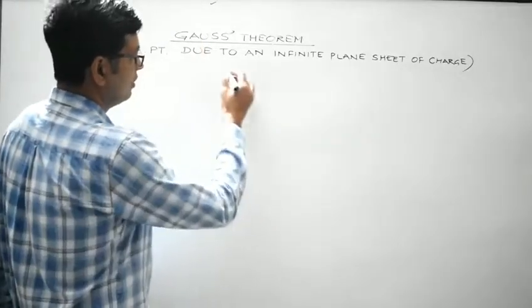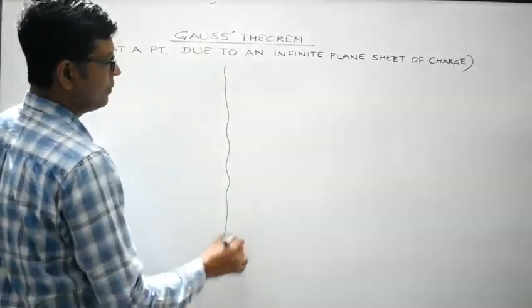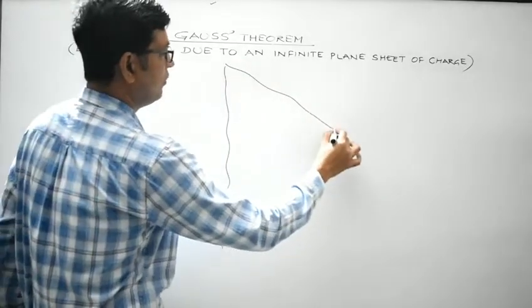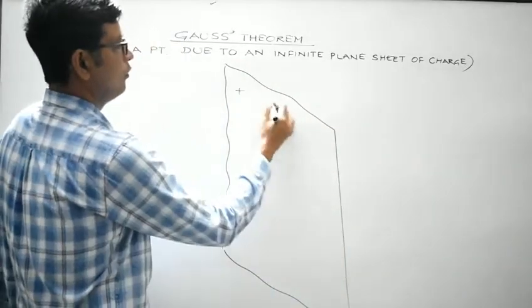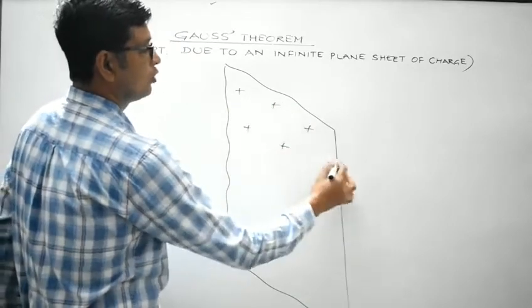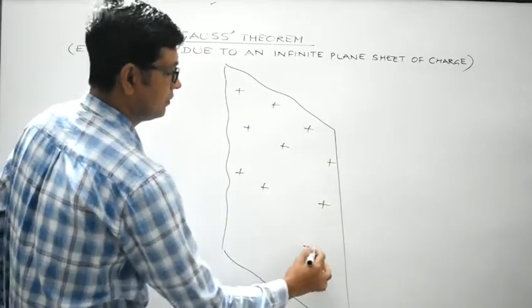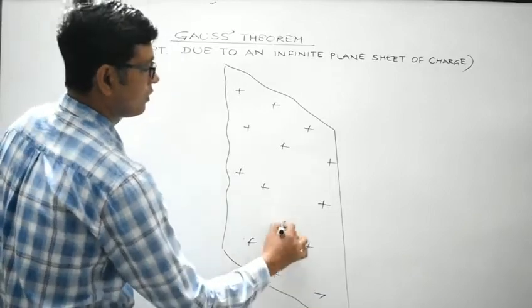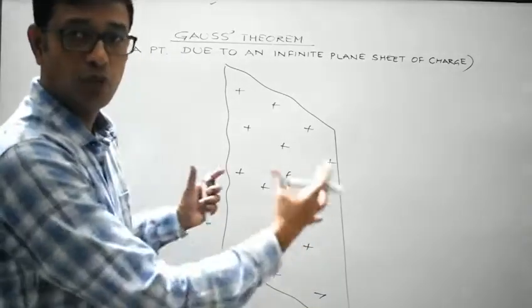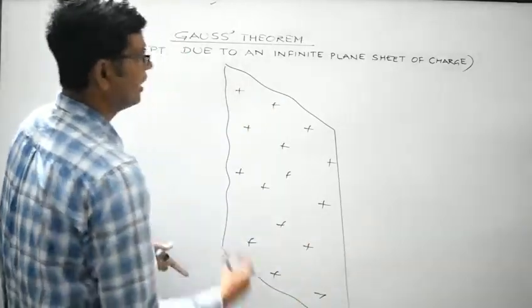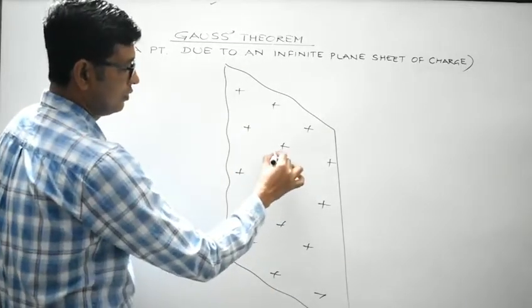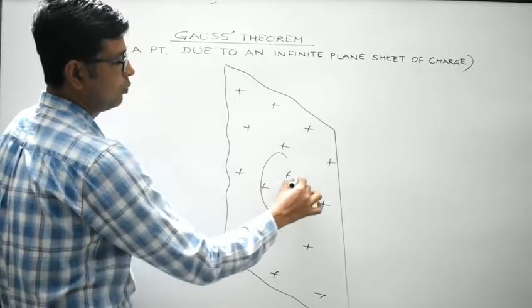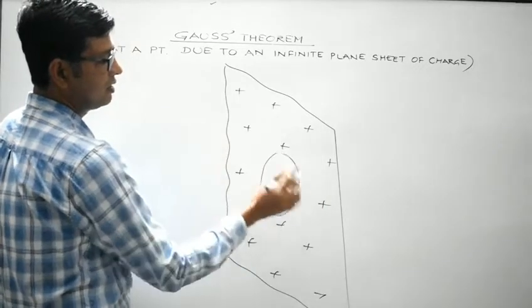So this is, suppose, an infinite plane sheet, where charge is uniformly distributed over its area. Let's consider a small portion of this infinite plane sheet of charge. So this is the area, a small portion under consideration. Say its area is A.